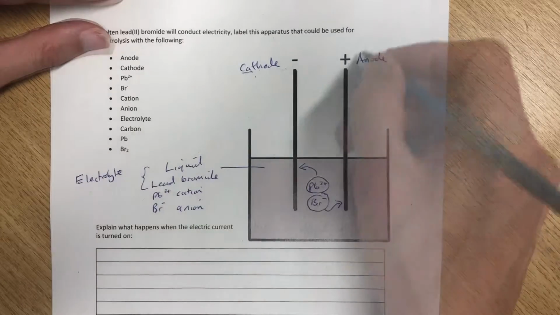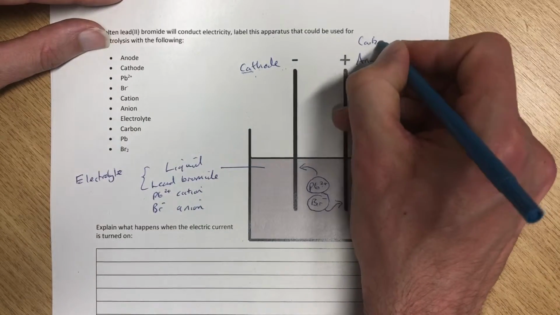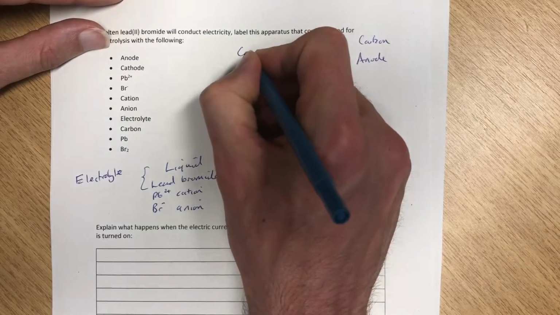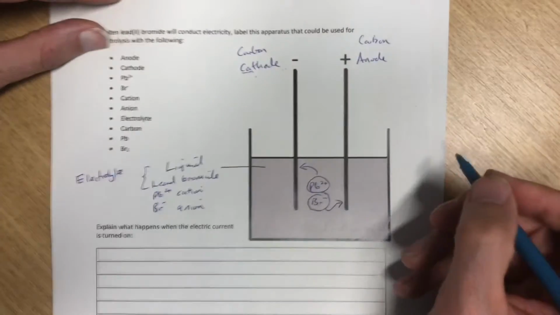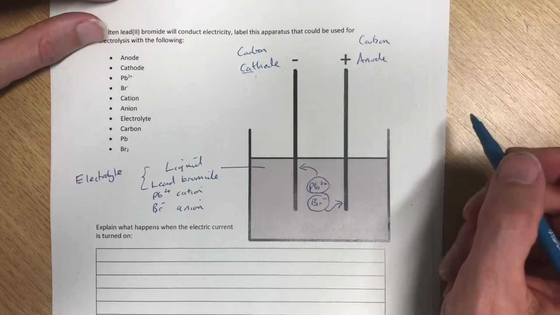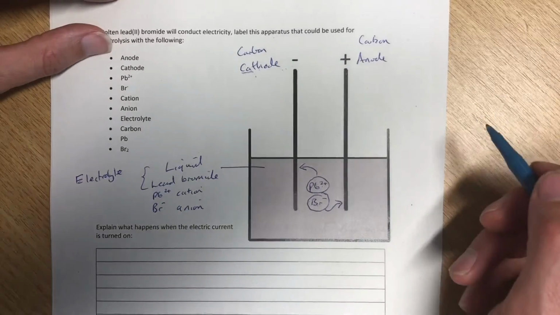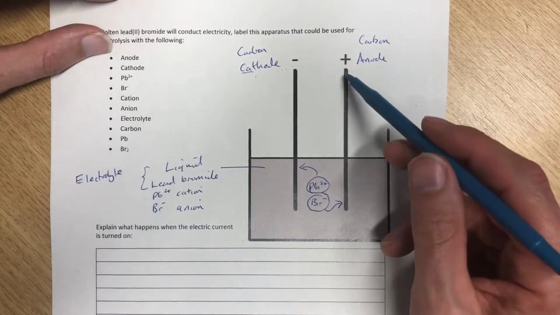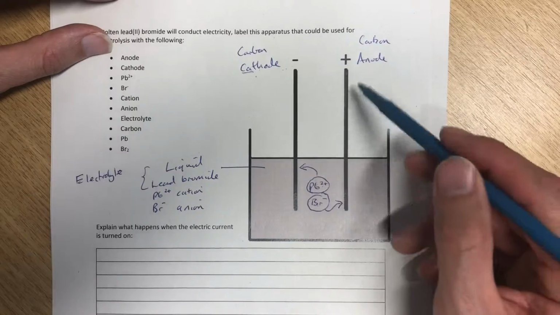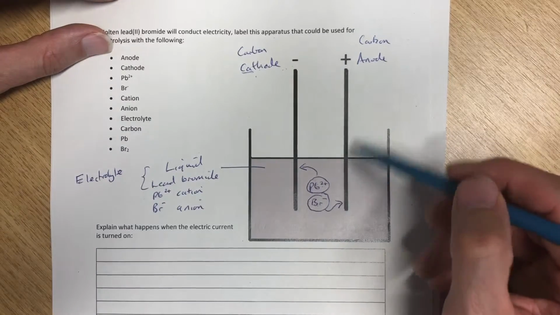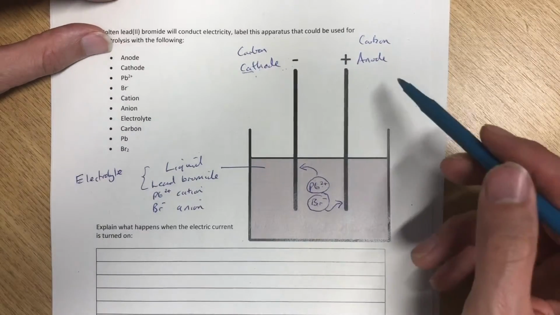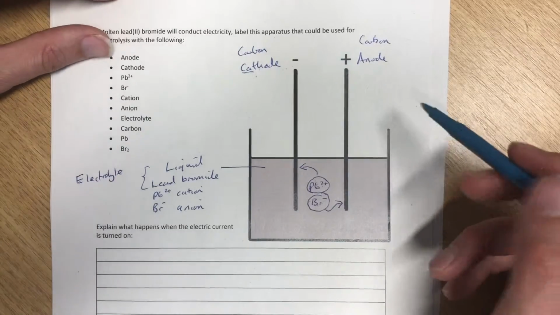Now the electrodes are made from carbon. We make the electrodes from carbon because carbon conducts electricity. Carbon graphite is the only non-metal that conducts electricity. Why? Because it has delocalized electrons, and the electrons therefore can move in the carbon electrodes. We don't use metal electrodes because the metal electrodes could get involved in the reaction.